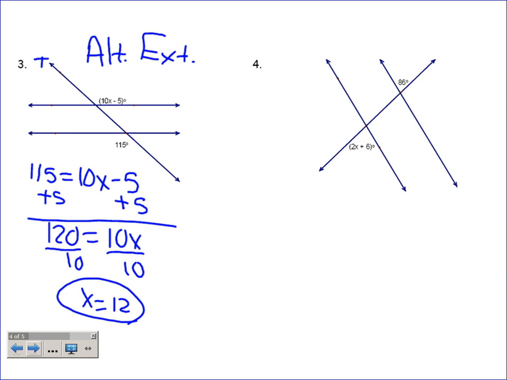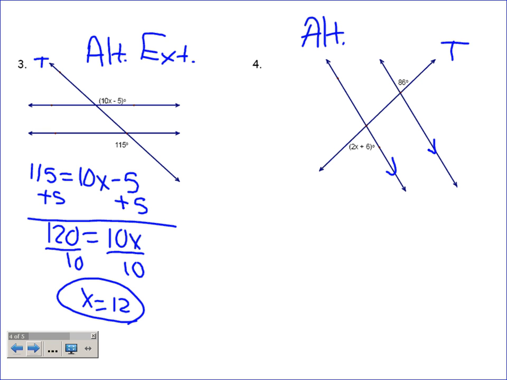Okay. The next one looks tough. The reason it looks tough is because all of a sudden they turned it. The one line is always the transversal. These guys are the parallel lines. But if you look at it, are they on the same side or on alternate opposite sides, Connie, of the transversal? Same side or alternate sides? Alternate sides. So we'll write alternate.